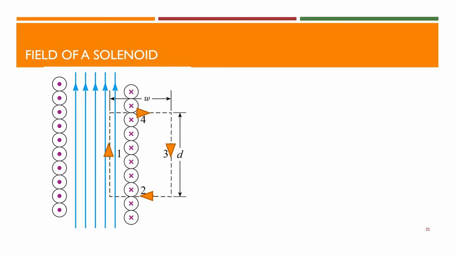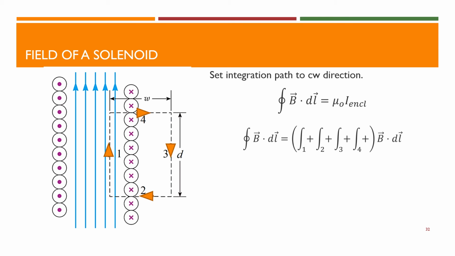To proceed, we first set a direction for integration. Here we choose a clockwise path. Here is our Ampere's law statement, where the left-hand side can be decomposed into four integrals, which represent the line integral for each segment: the line integral at segment 1, segment 2, segment 3, and segment 4. So we consider B dot dl on each segment. We'll see why we have this choice of an Amperian loop, which is a rectangle.